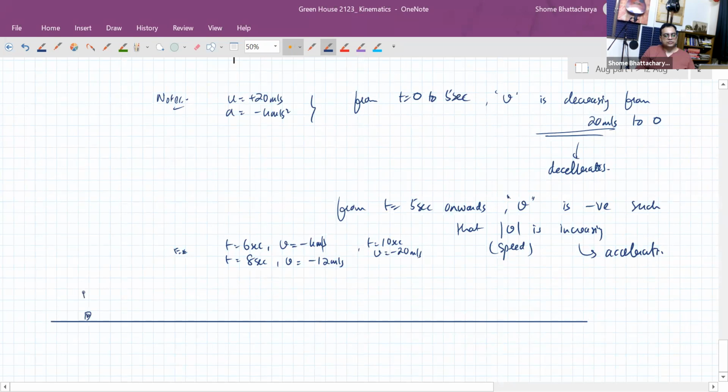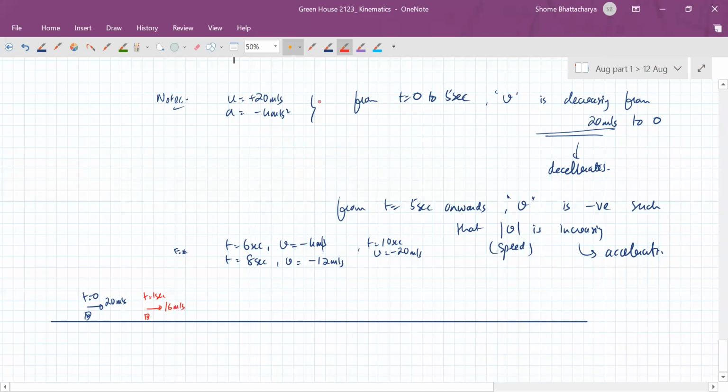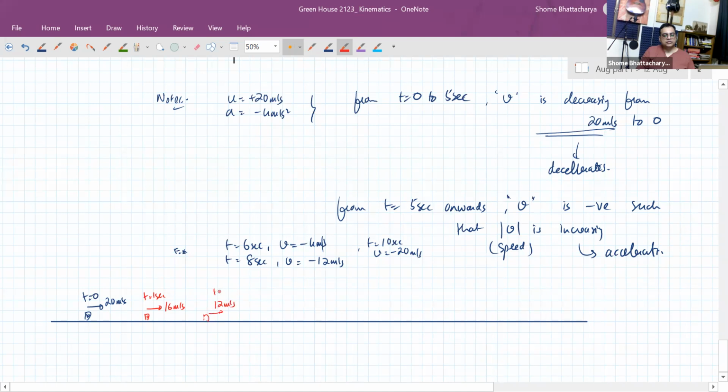So t equal to 0, starting with a velocity of 20 meters per second. Now from here onwards, it's decelerating. You can see that at 1 second, it's moved forward, but its velocity is reduced to 16 meters per second. At 2 seconds, its velocity is reduced to 12 meters per second. At 3 seconds, its velocity is further reduced to 8 meters per second. And like this, at t equal to 5 seconds, it has stopped. Momentarily it has stopped because its velocity is 0.